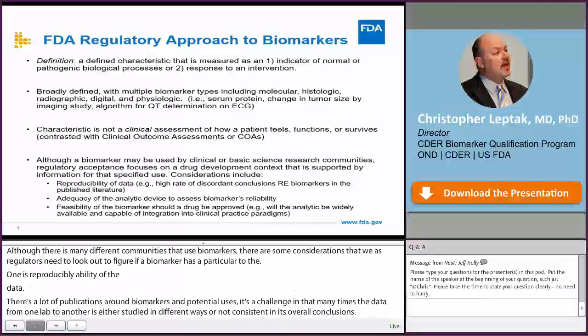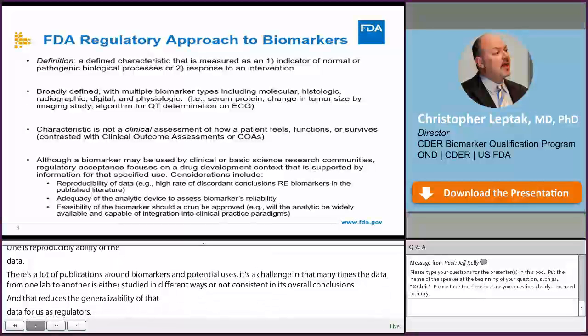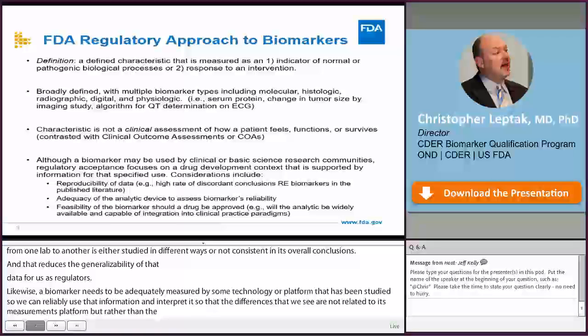Likewise, a biomarker needs to be adequately measured by some technology or platform that has been studied so that we can reliably use that information and interpret it so that the differences that we see are not related to its measurement platform, but rather the biology behind the differences that we're witnessing. And then finally, we want to know that the biomarker is feasible in both a clinical trial setting and also if the drug should be approved, that the clinical community can use that biomarker and understand its use.